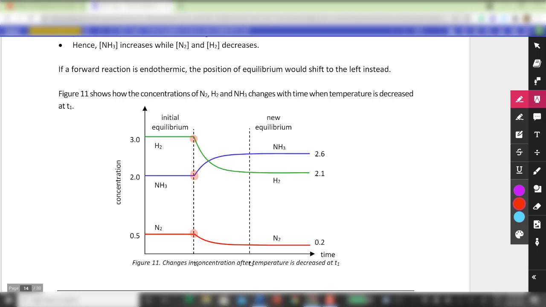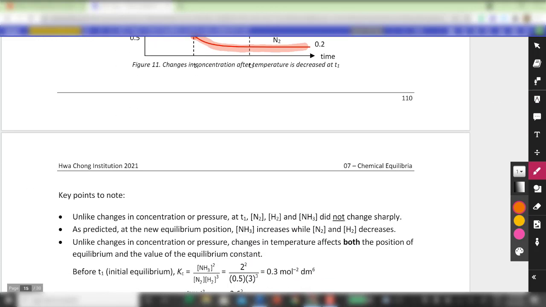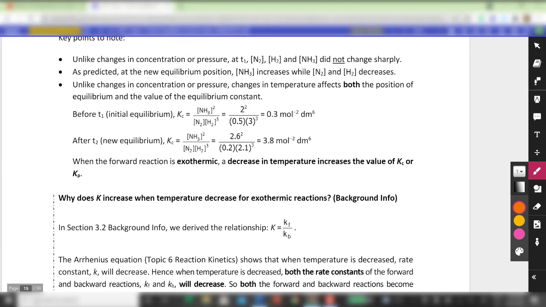So in this case, the amount of N2 decreases, and the amount of H2 decreases. Why is that the case? Because I need to produce more ammonia to produce the additional heat, so as to mitigate the decrease in temperature. Okay, so we have kind of explained this a little bit.